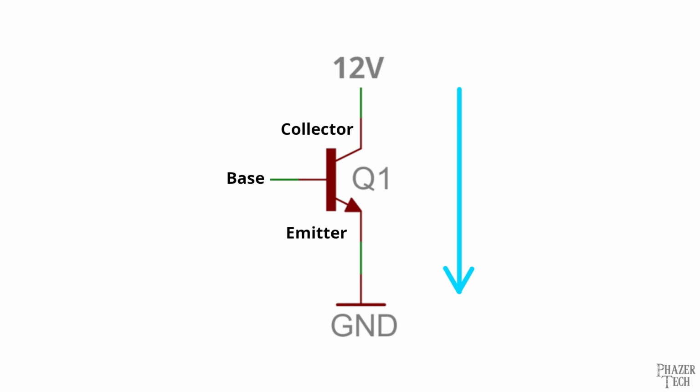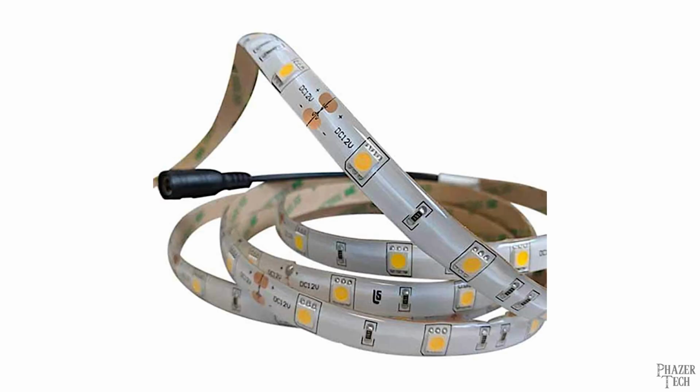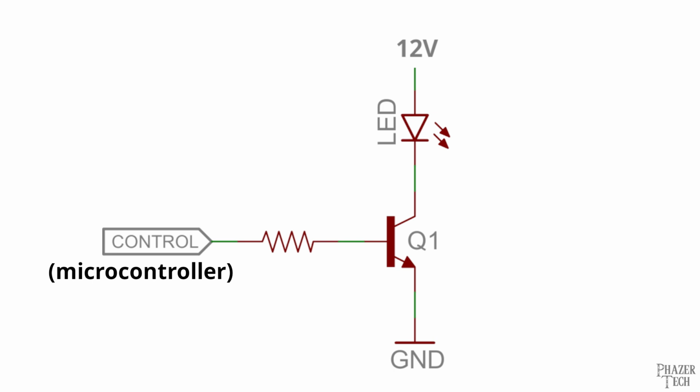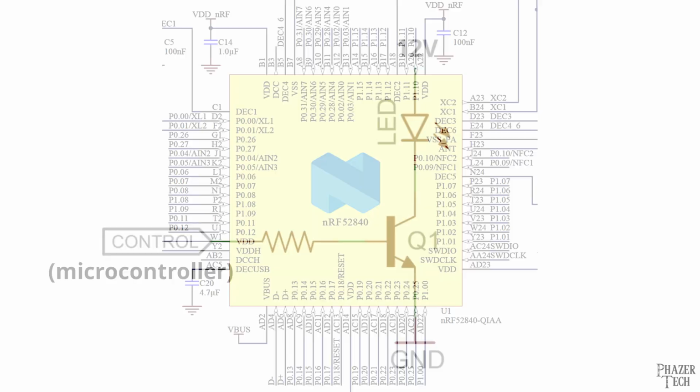Now if we connect a load in this current's path, for example, let's say we connect a 12-volt LED strip, you can see how we can now control this LED strip with the transistor. This is useful because we can now control the LED with a signal that's much lower power than what the LED strip requires to operate. In most cases, this signal will usually come from a microcontroller.